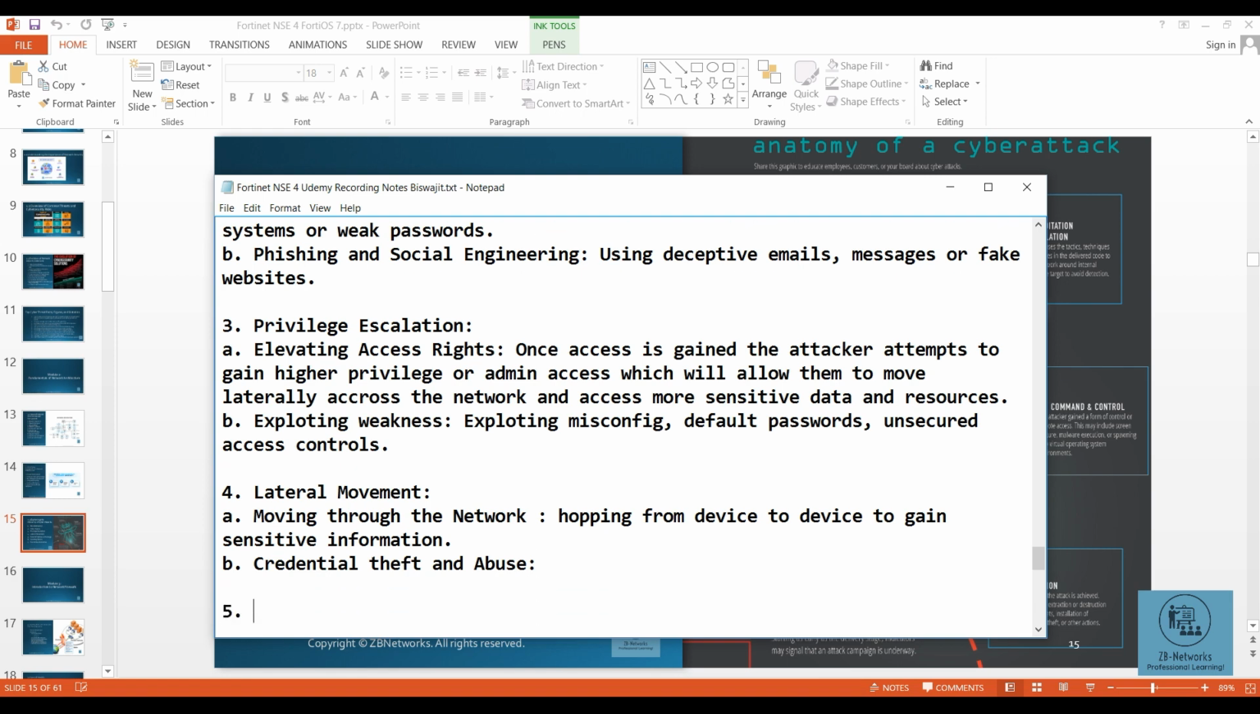Step number 5 in this journey is called data exfiltration or damage, right?